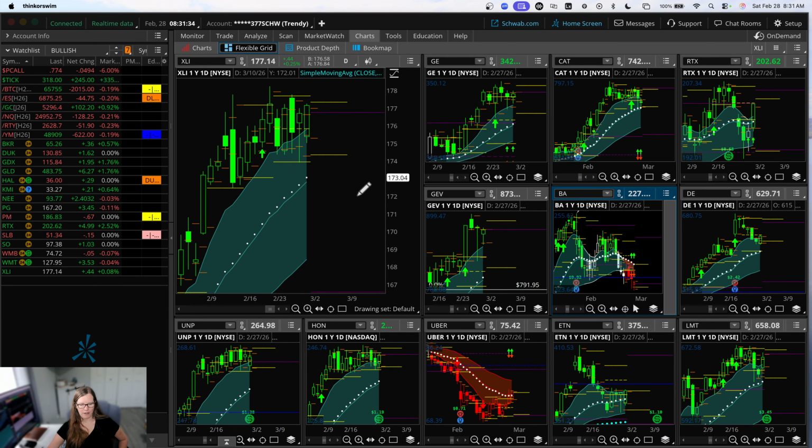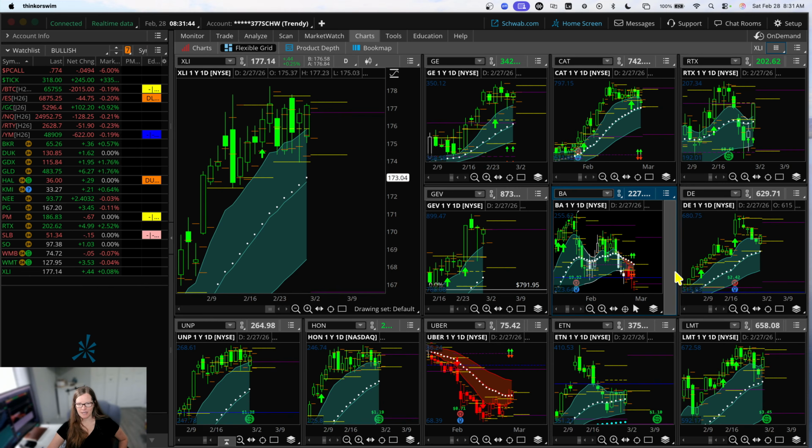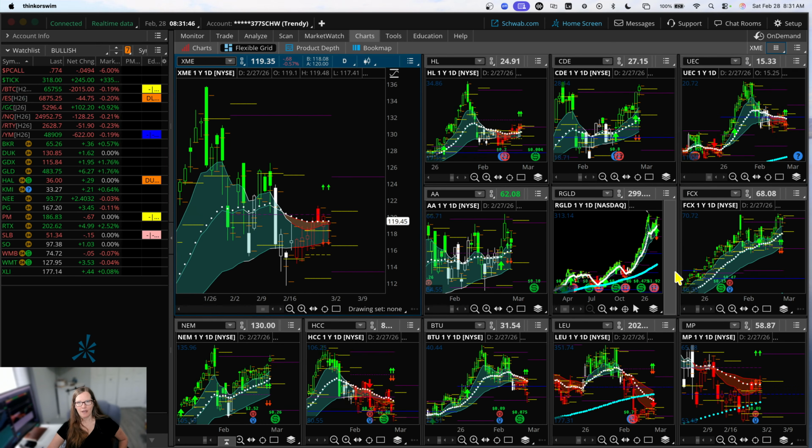So I have covered all of the sectors that I really want to focus on, unless there are specific names in the metals and mining that just look really good. I will add those to my chart.